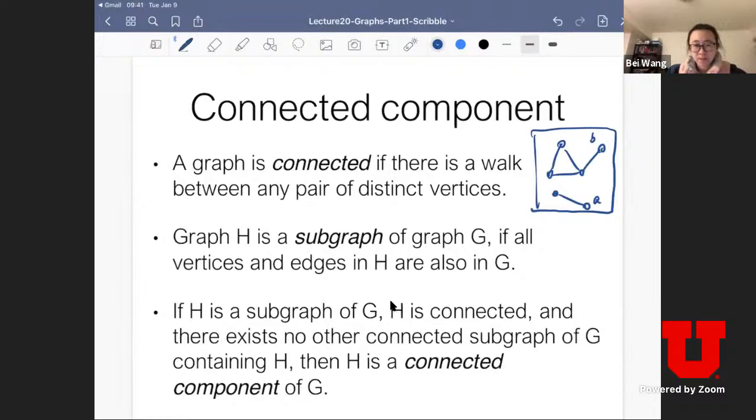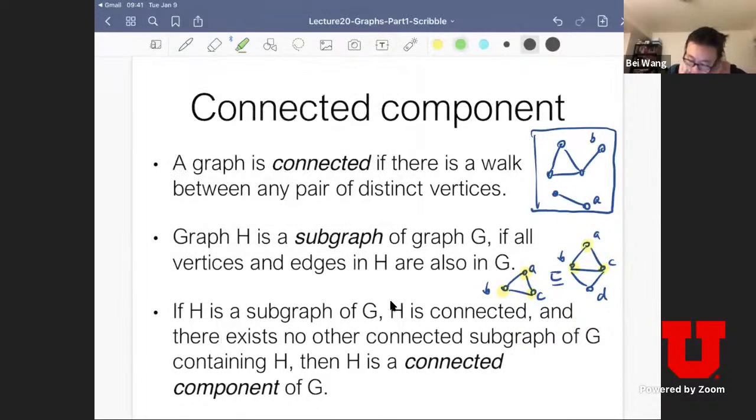So the second concept is that a graph H is a subgraph of a graph G if all the vertices and edges in H are also in G. So let's say this is my graph G with vertices A, B, C, and D. Then this is my graph H with vertices A, B, and C. Then I would say H is a subgraph of G because all the vertices and edges in H are also in G. How do I see that? A maps to A, B maps to B, C maps to C. So all the vertices in H are also in G.